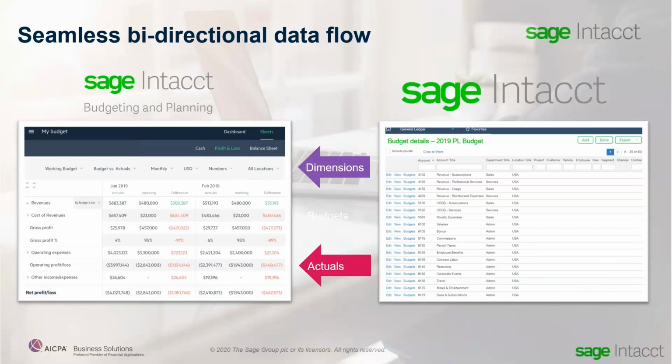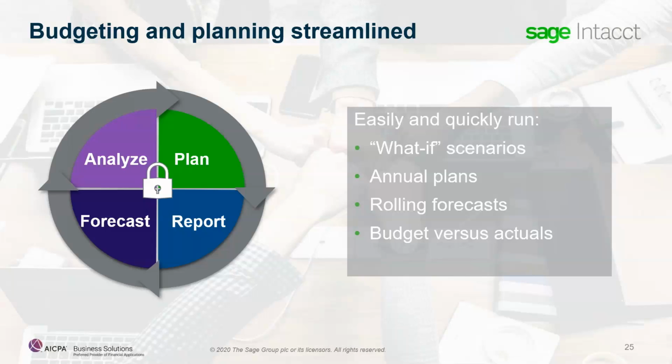So if I'm budgeting by department or budgeting by a location or by a company, I can budget that granular and it'll pass that information into Sage Intacct. And I can pull actuals out of Intacct into the budgeting and planning module. So let's go take a look at the budgeting and planning module.